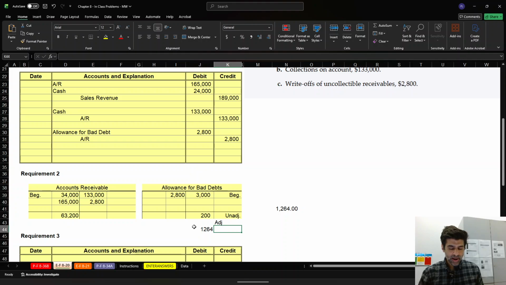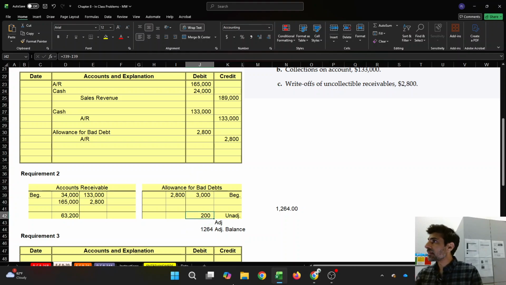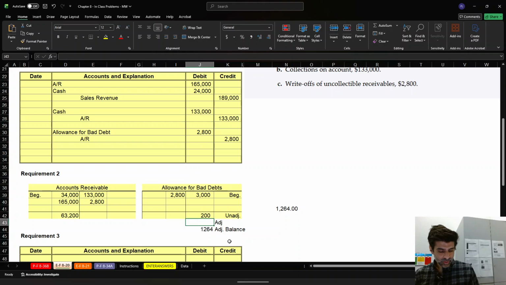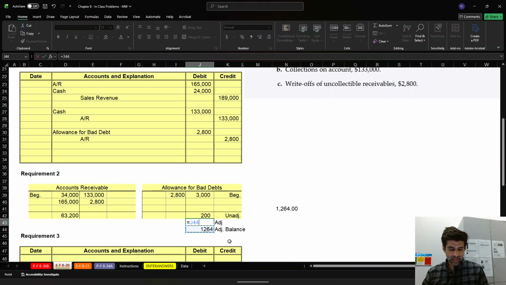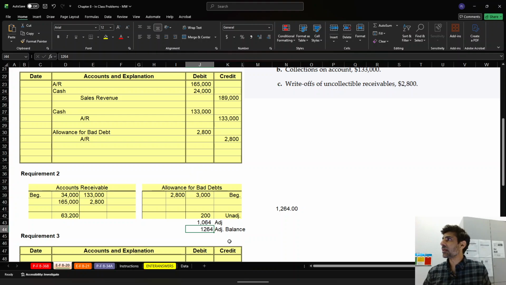Okay, so this should be our ending balance. This should be our adjusted balance. And we have an existing, and we know allowance for bad debt is a contra asset account. It's got to be a credit balance. We have an existing credit balance of 200. So to get our adjustment, we just take our target balance minus our existing credit balance, and we get 1,064. So that's how much more we need to add to allowance for bad debt to get to this target.